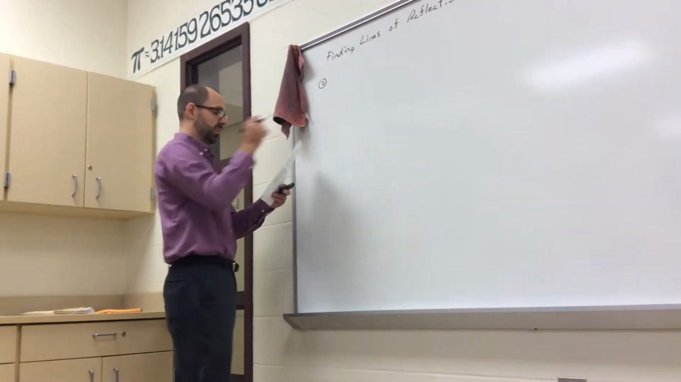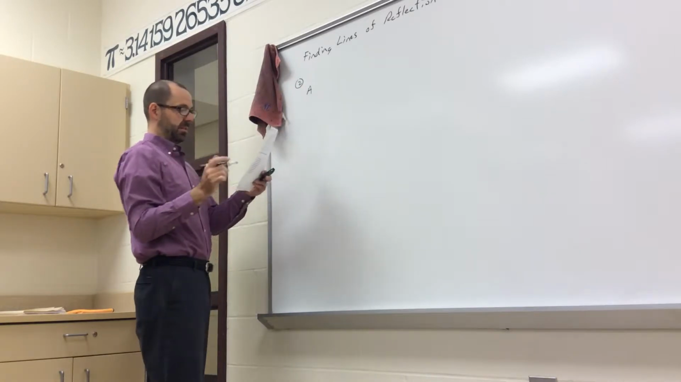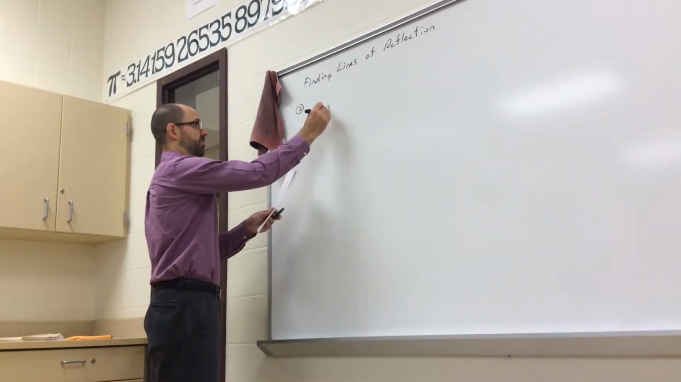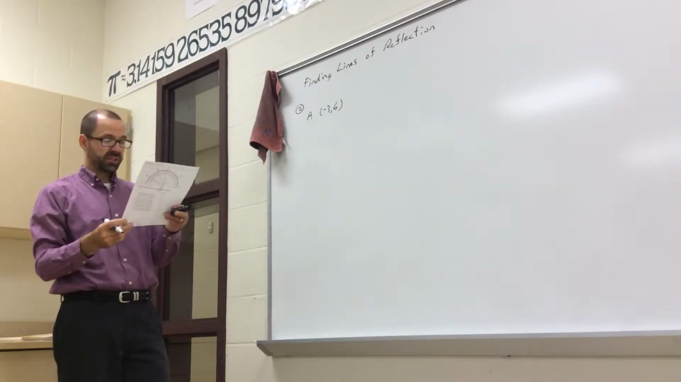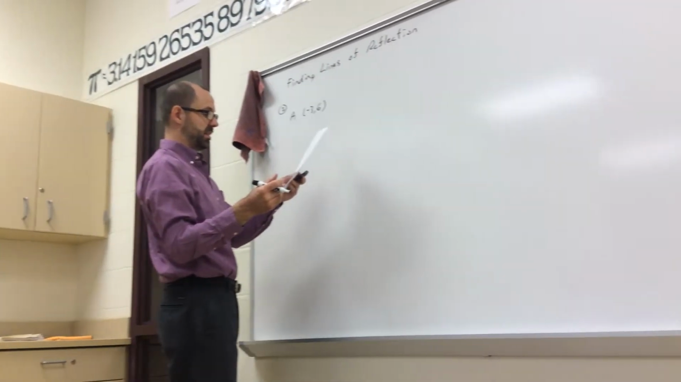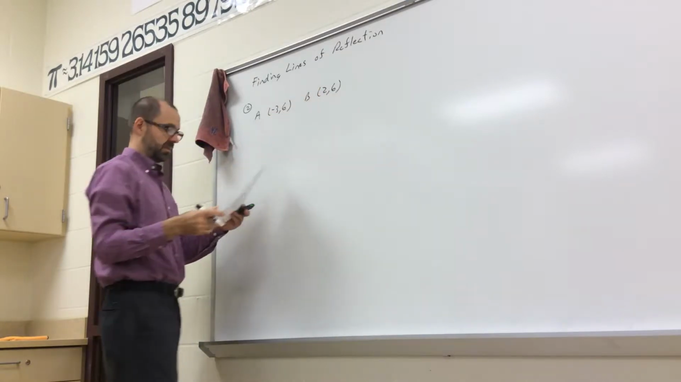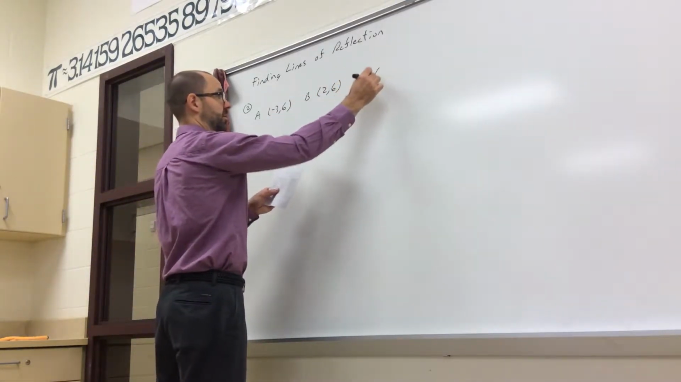This is number 2. And we have the point A, which is negative 3, 6. Let's start out by plotting that, negative 3, 6. And then B is 2, 6. C is 4, 0.